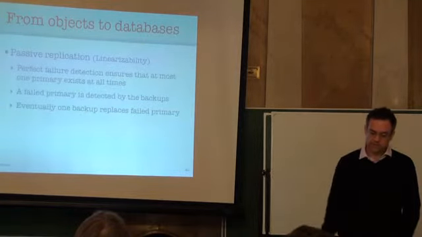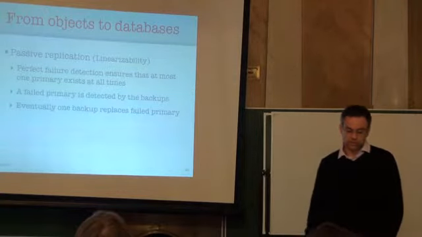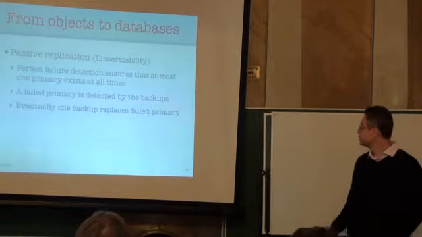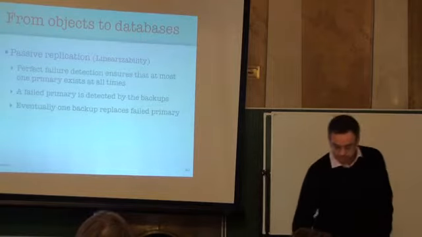So summarizing, it requires perfect failure detection, which is going to ensure that only one primary exists at all times. The failure of a primary is detected by the backups, and eventually one of the backups replaces the failed primary. Okay? So that's the main idea.